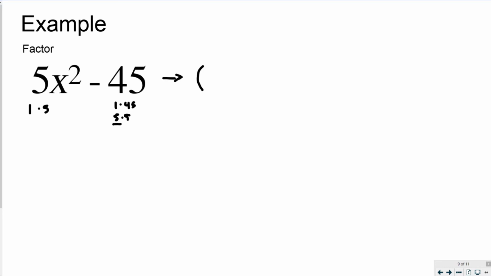So 5 is in fact the greatest common factor. So I'm actually going to have to erase that. I will put 5 on the outside of my parentheses. And then on the inside, I remove the 5 from there, so x squared. And this right here, this is a perfect square. I'm going to put PS up here to indicate that's a perfect square.